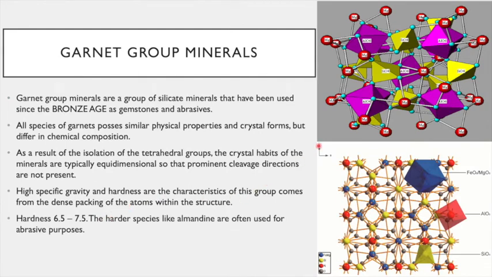So here you can see the diagrams to help you understand the structural arrangement of these atoms. Now here in this greenish yellow color, this is the silicon tetrahedron. So SiO4, this red representing aluminium and oxygen here, and this is iron magnesium oxide. So they are arranged in this way. Here you can see them.